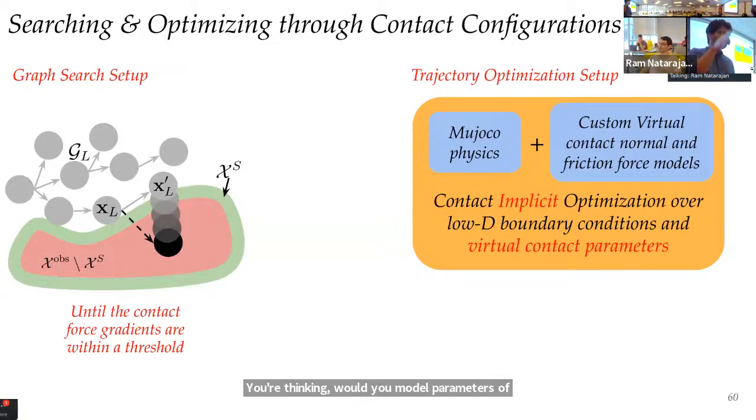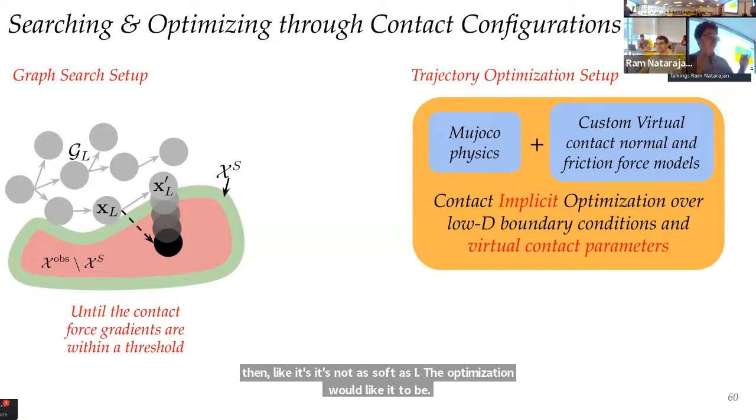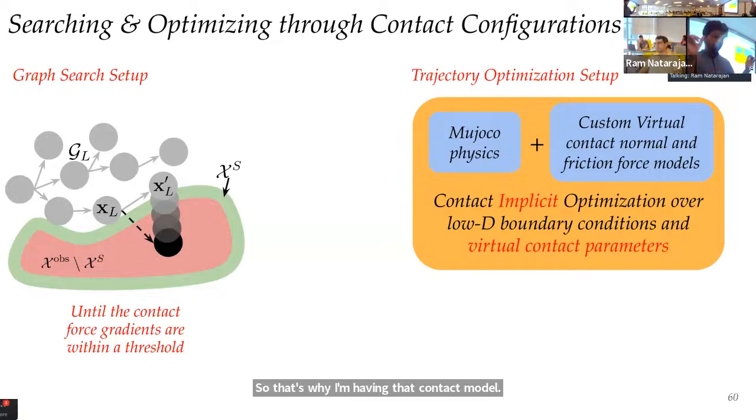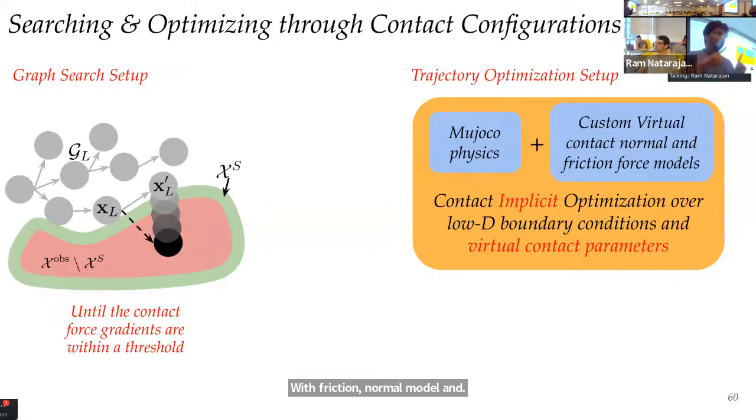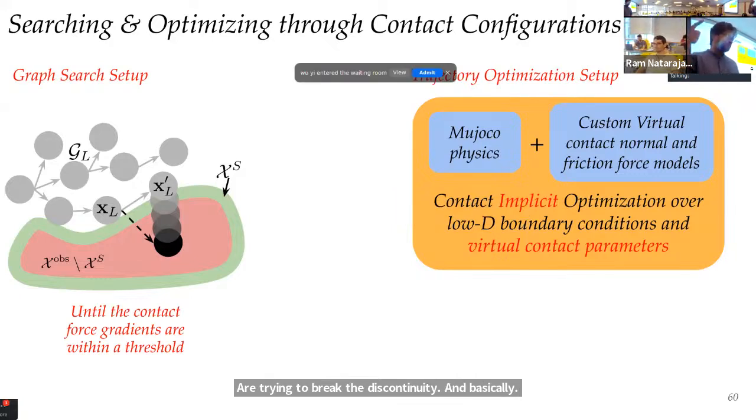So you're optimizing over your... Yeah, because that is helping me. So the MuJoCo model is soft, but it's not as soft as the optimization would like it to be. So that's why I'm having that contact model, and then there's this virtual friction normal model and contact normal model and friction model that is just trying to break the discontinuity.